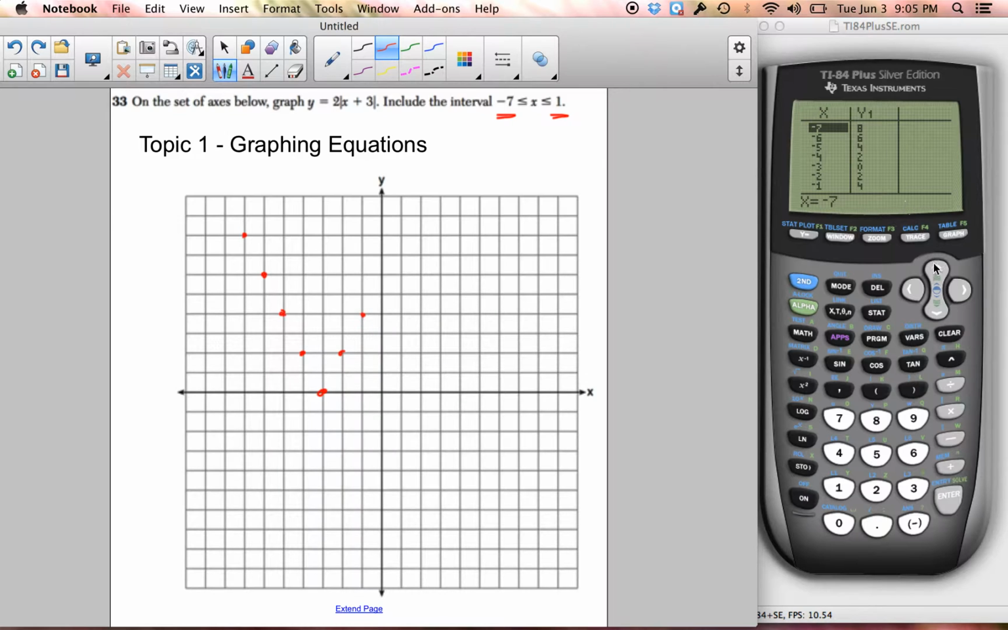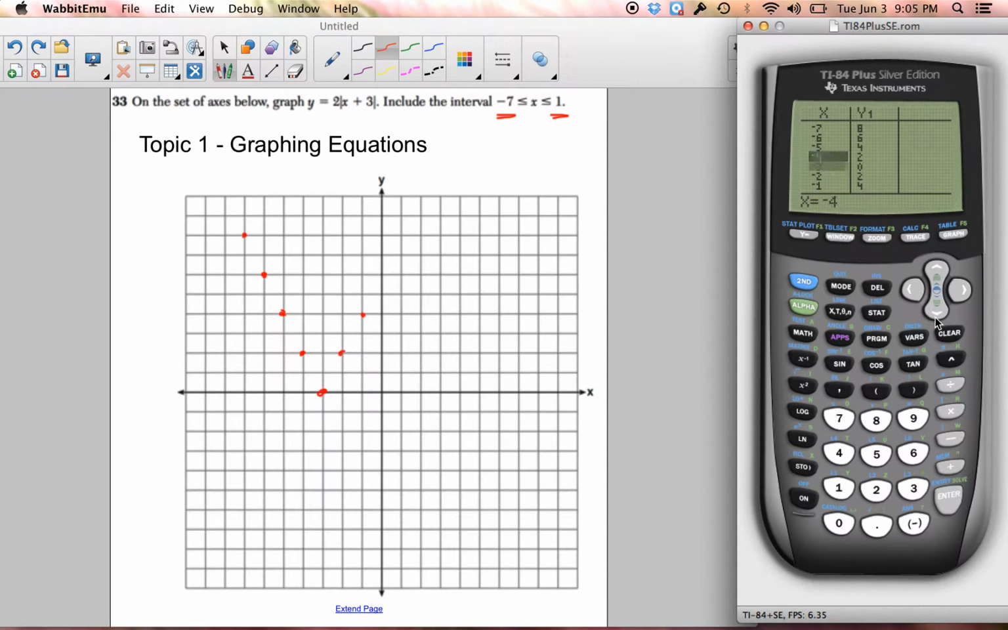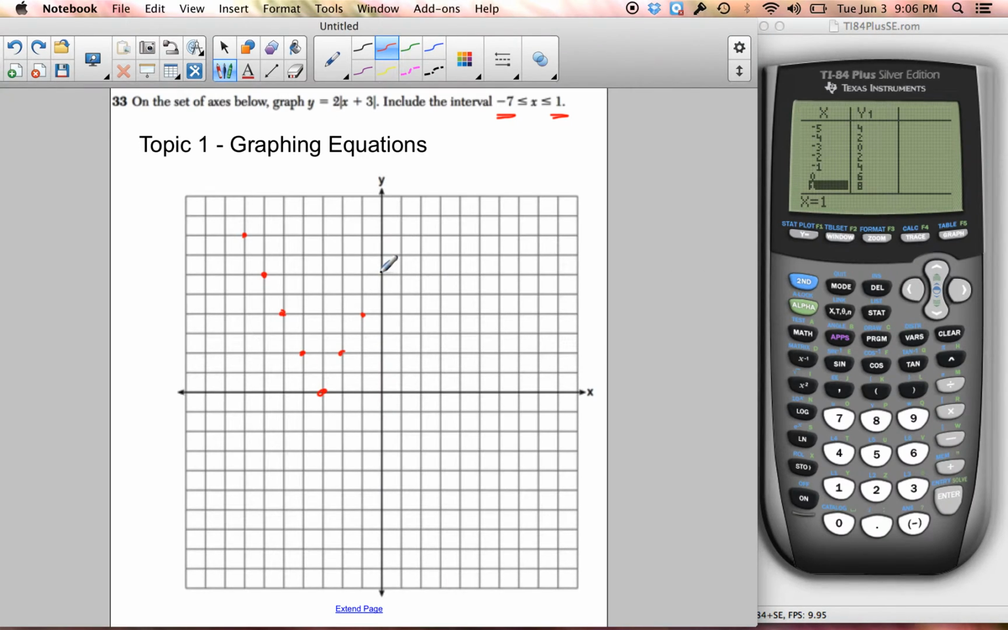I'm going to have to scroll down, see more points. I'm going up to x equals 1. So 0 is going to be 6, and finally 1 is going to be 8. So now I've got myself a graph, which means all I have to do is connect these points. I'm going to go ahead and use a straight edge to do so. So I'm going to connect my points, draw my arrows on the end to indicate that these lines will go on forever. And I am done. I've now graphed y equals 2 times the absolute value of x plus 3 in the interval -7 to 1.